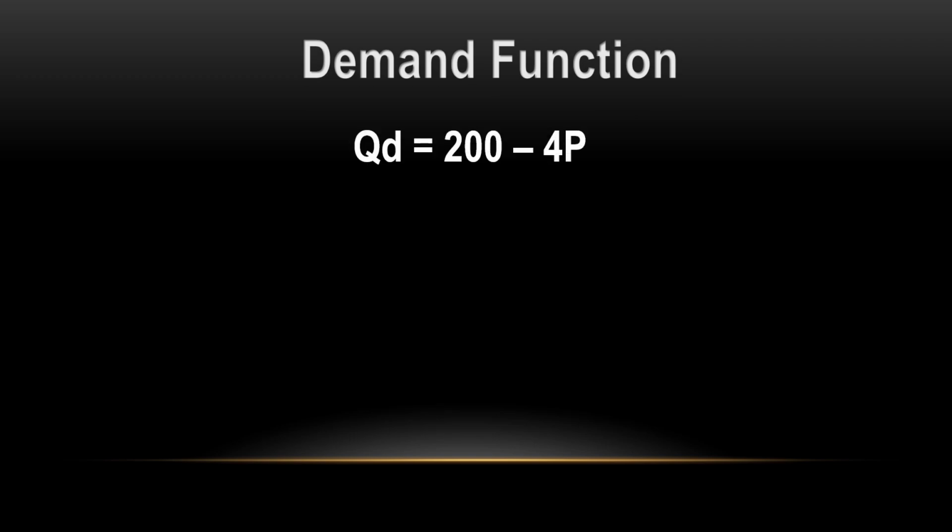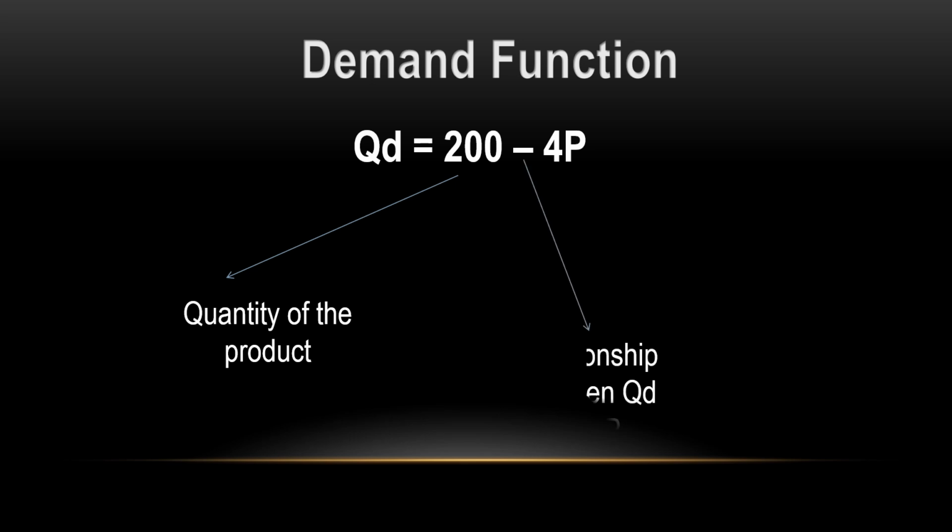Take a look at this. Let us say QD = 200 - 4P. The 200 represents the quantity of the product, while the negative or minus sign indicates the relationship between the quantity and the price.